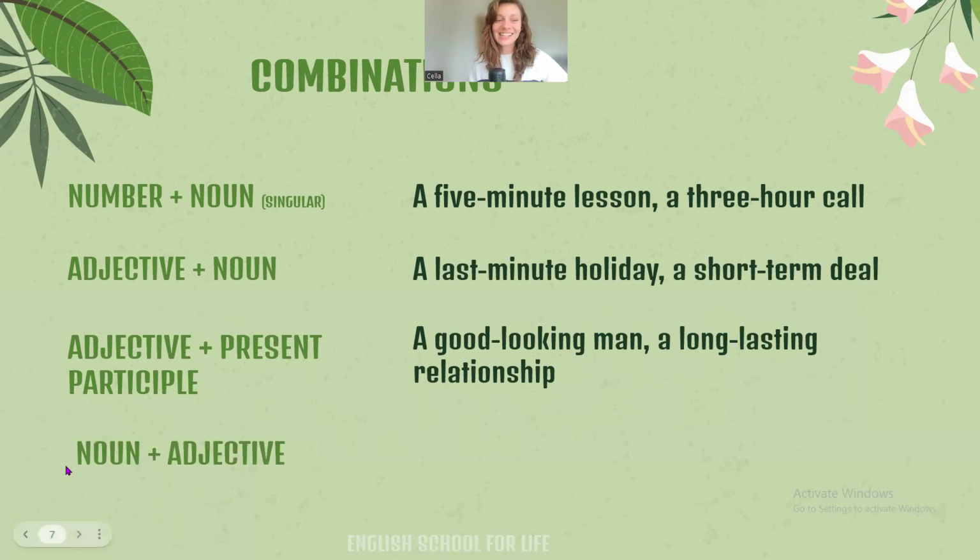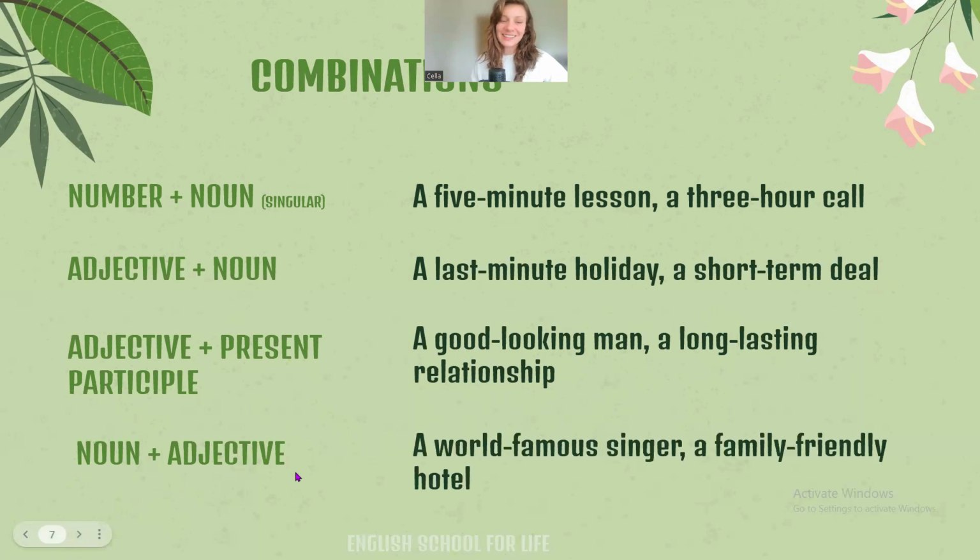Okay, last one. Noun and an adjective. As you can see here, we can swap them. So here it was an adjective and a noun, and here is a noun and an adjective. So a world-famous singer. We know that there are many, many singers that are world-famous. So they are known around the whole world.